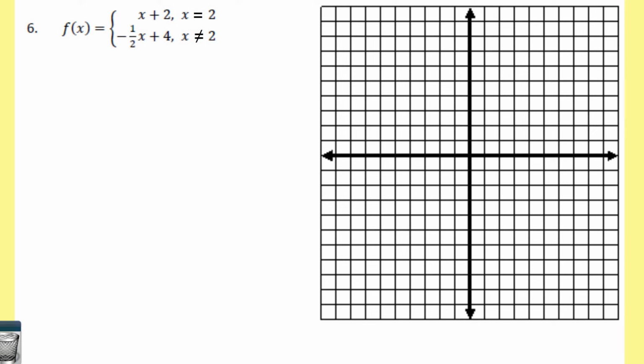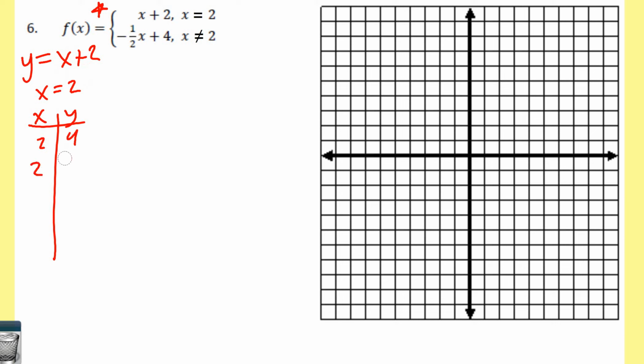Okay, so let's do the last one. Okay, so this one looks a little weird, I know, but trust me, we can think it through. We get y equals x plus 2. So that is only when x equals 2. So if I think about a table, well, the only value I can plug in is 2. If I plug in 2 for x, I get 4. I keep doing it, I still get 4. There's nothing else I can do. x can only be 2. I'm restricted. So 2 comma 4.